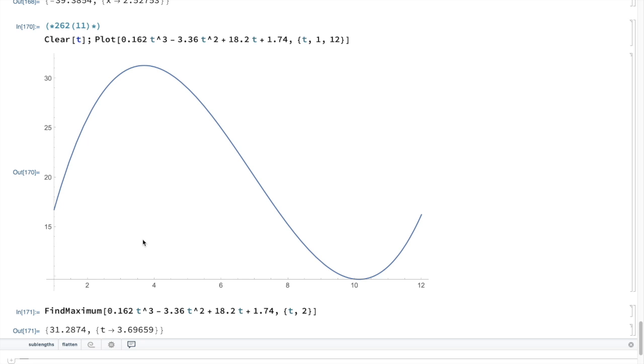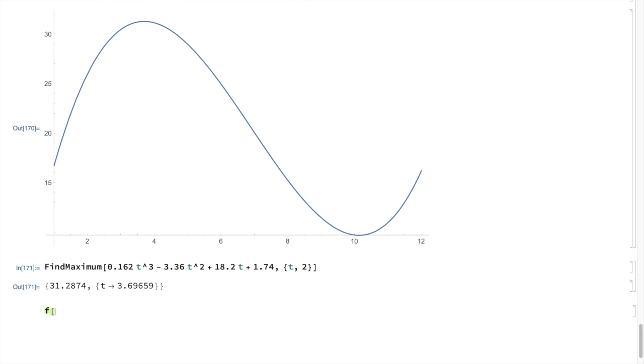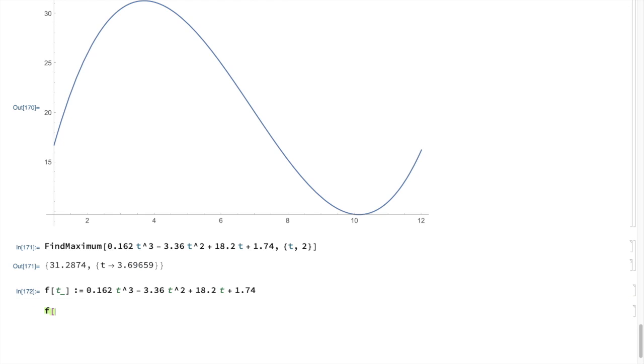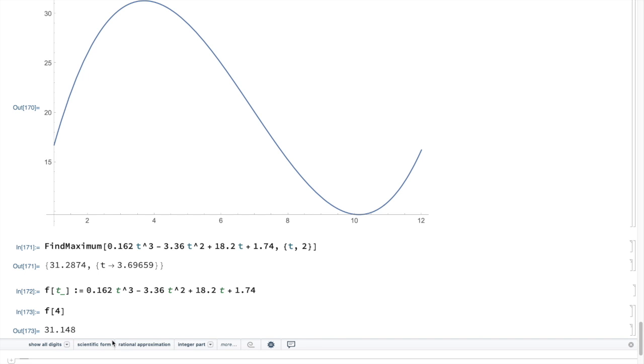So actually, the answer to 11A is this. So first let me define my f value here so that way I can actually work with it. And let's actually plug in f exactly equal to 4, which corresponds to April the 1st. The maximum temperature in April is 31.148. So you got to read that very carefully.